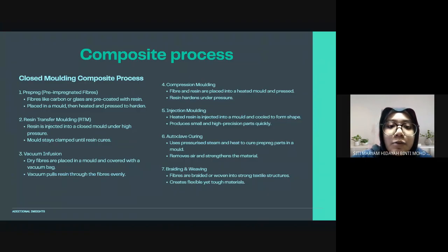Next, injection molding. The heated resin is injected into a mold and cooled to form a shape. It will produce small and high precision parts quickly.